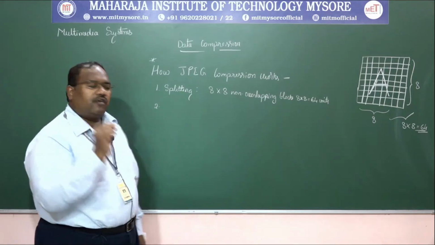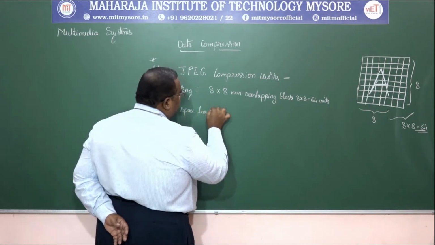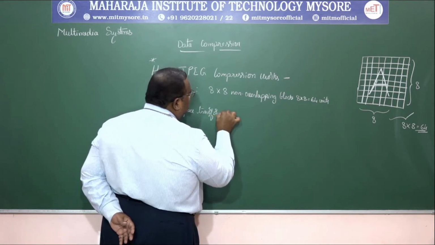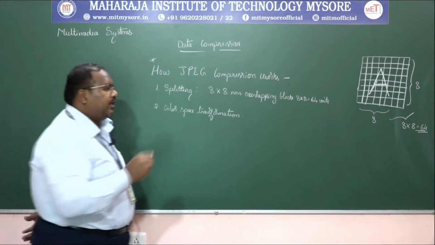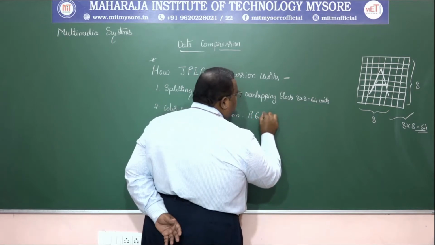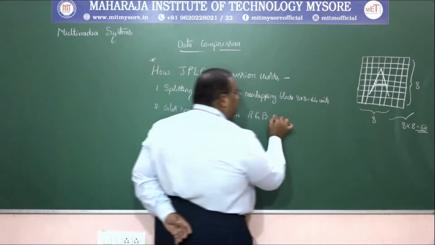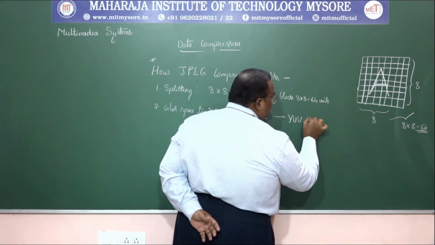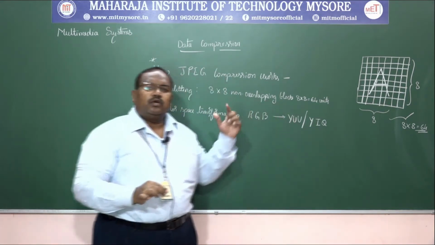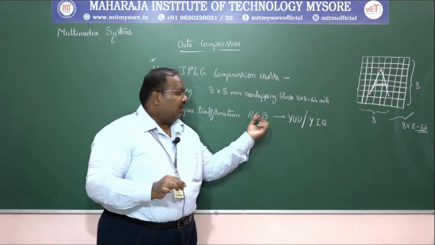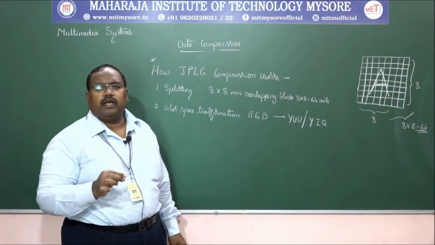color space transformation. We call this color space transformation. So what we do here: usually any image would be in the form of RGB, that is red, green and blue. Now we need to convert this RGB format into YUV or YIQ format. We have already discussed YUV and YIQ. So here it is red, green and blue. Now this RGB format of an image needs to be converted into YUV or YIQ format. So what is this?